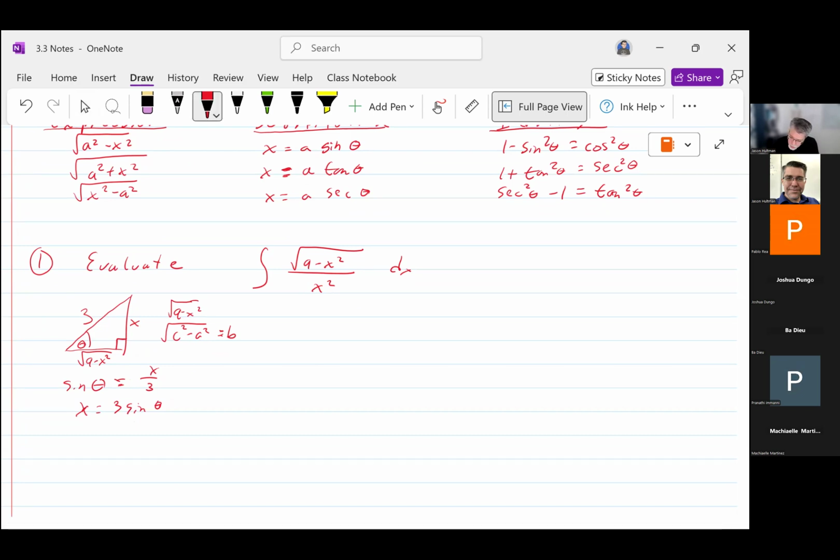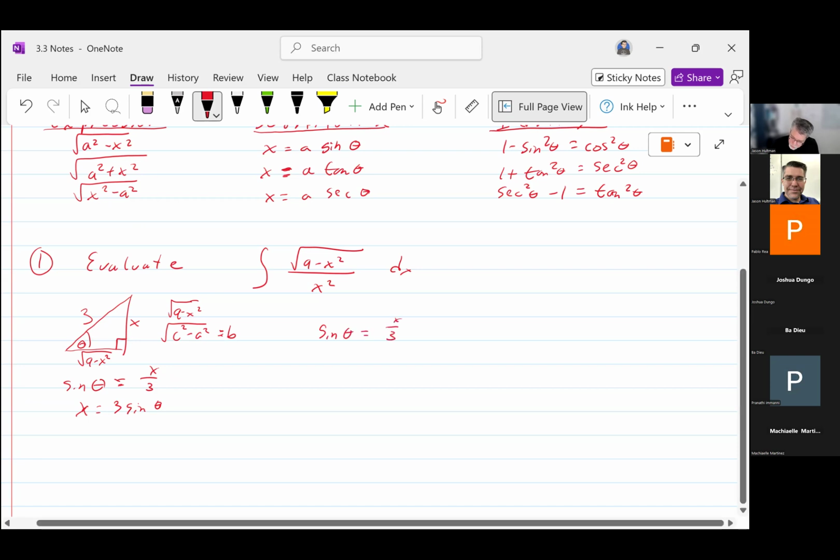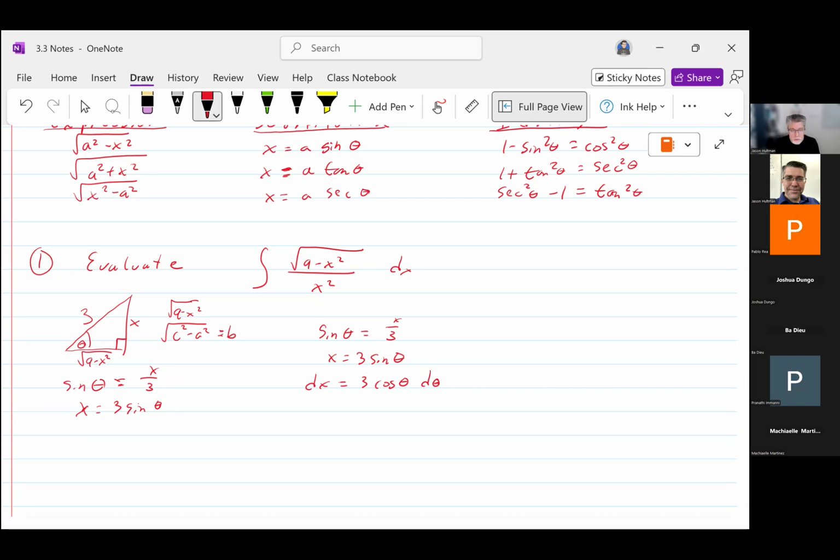Okay. So the substitution that we're going to work with is the sine of theta is equal to x over 3, or x is equal to 3 sine theta. That means that when I take the derivative, dx, I get 3 cosine theta d theta. That'll be very important. This is my integration factor that I need to make sure is in there.